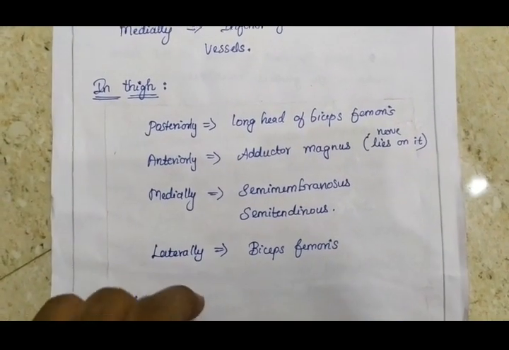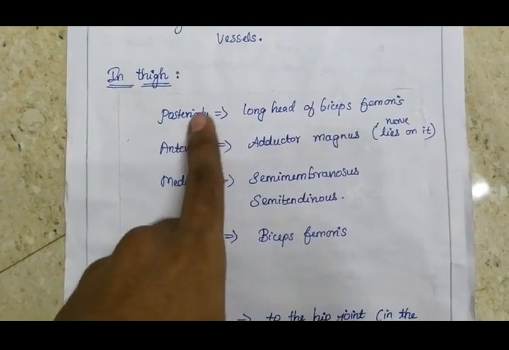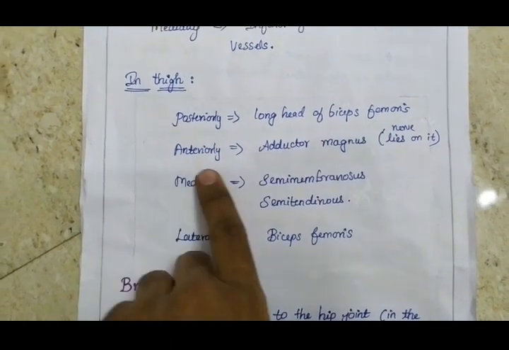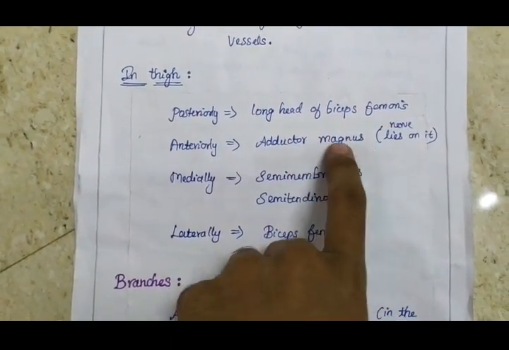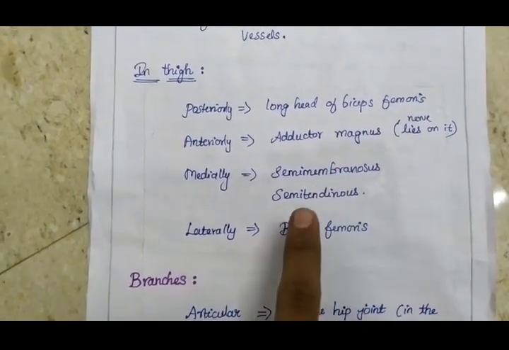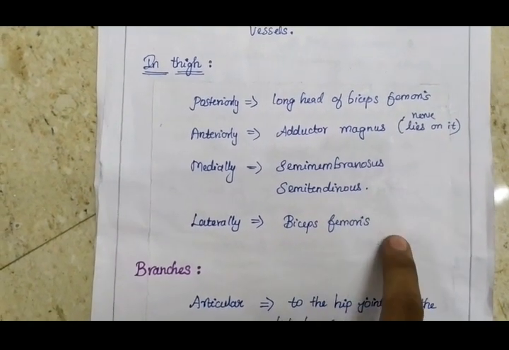Then we are going to see the relations in the thigh. In thigh, the nerve is posteriorly related to long head of biceps femoris, and anteriorly by adductor magnus. The nerve lies on the muscle adductor magnus. Medially by both the muscles semimembranosus and semitendinosus, and laterally by biceps femoris, its short head.